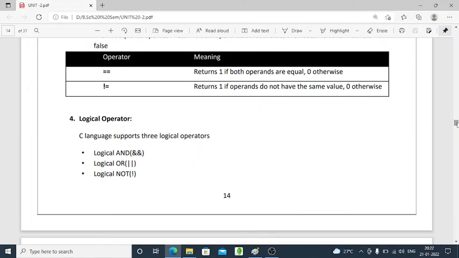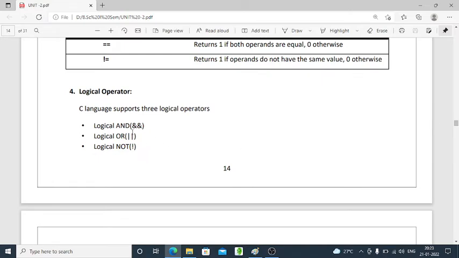Next one, fourth one is logical operators. There are three types of logical operators: logical AND, logical OR and logical NOT. If you observe here, these are the symbols of logical AND, this is the symbol for logical OR, and this is the symbol for logical NOT.